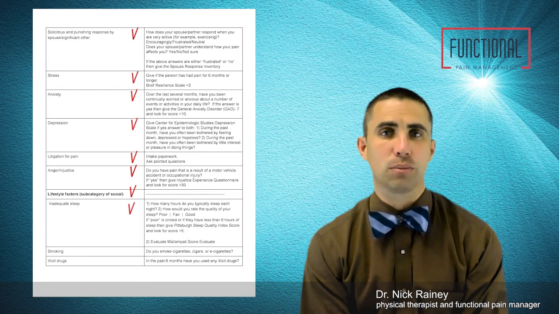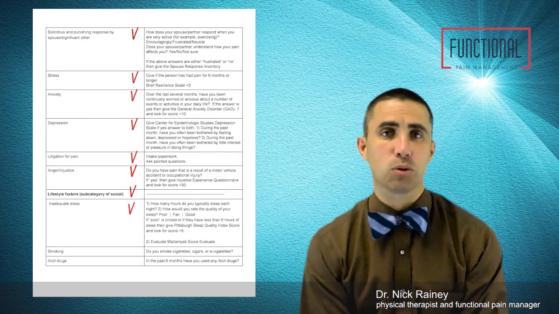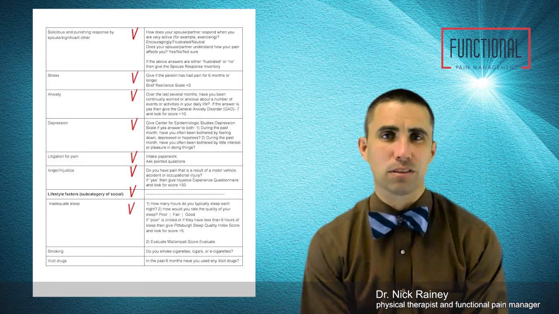On average, do you sleep less than 6 hours? How would you rate the quality of your sleep? Poor, fair, or good? If the patient answers yes or poor, then the patient is given the Pittsburgh Sleep Quality Index score. People that most commonly need sleep addressed report 4 to 6 hours of poor sleep.